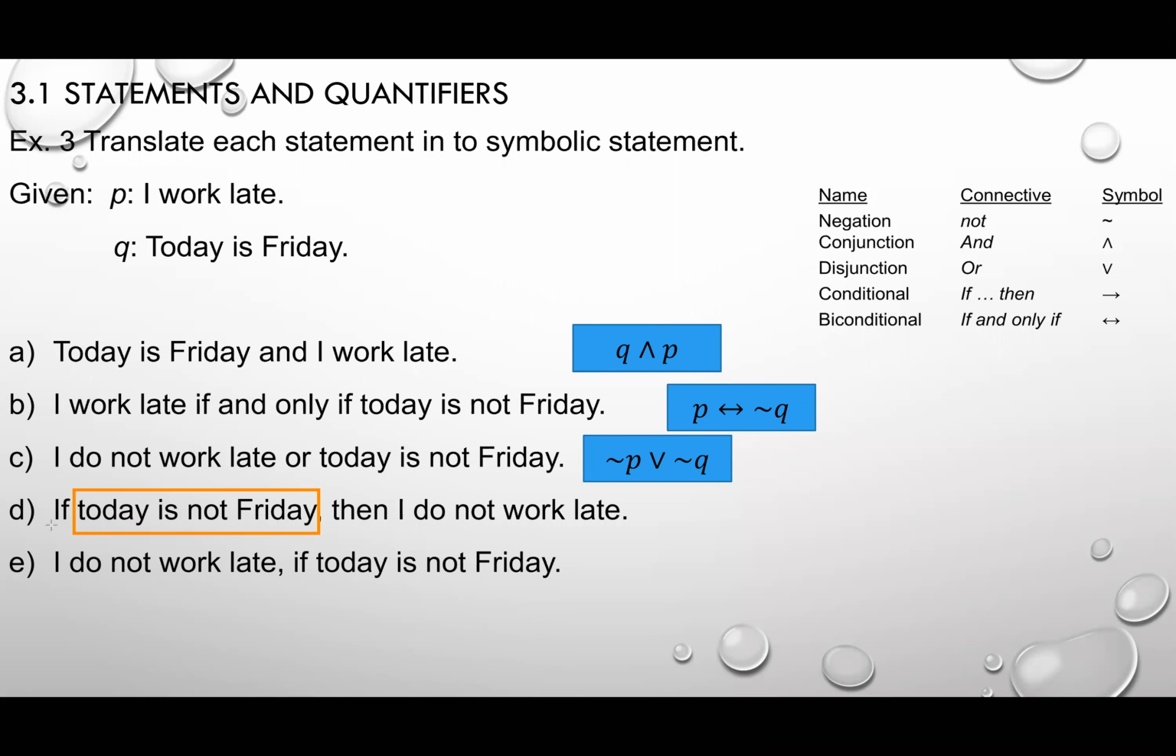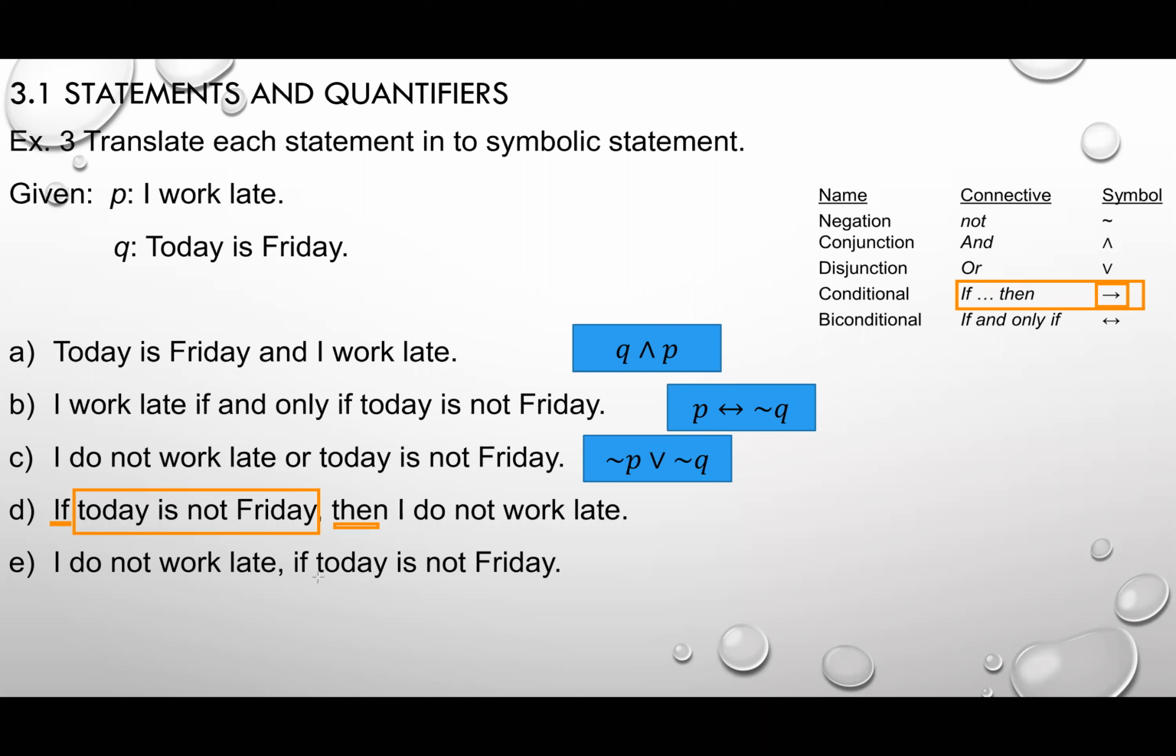You can see right here, this is the if and then. We know that this is a conditional statement, and its symbolic is one single arrow to the right. So that is my if and then statement. How do we translate the if and then statement? This is what I tell my students: anything following the word if, it doesn't matter where the word if goes. As you can see, D and E are the same. Anything following the word if, that is the first thing you need to write.